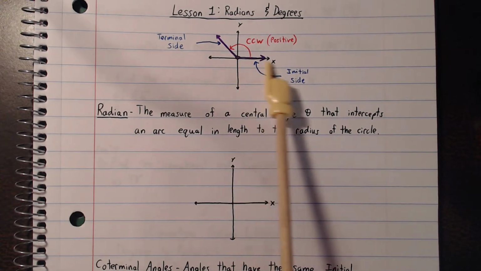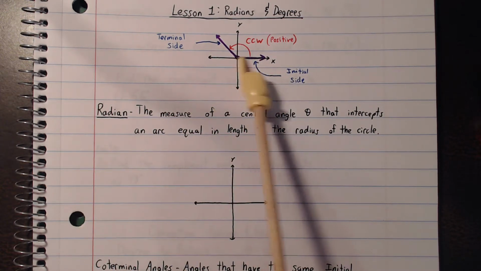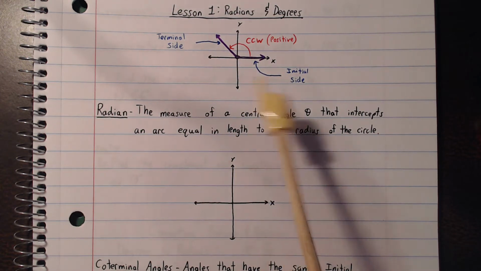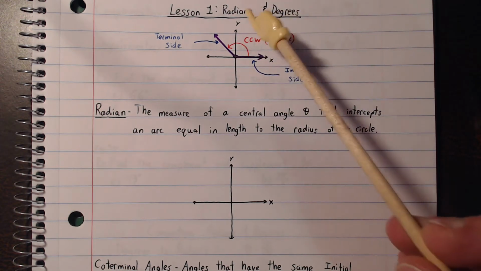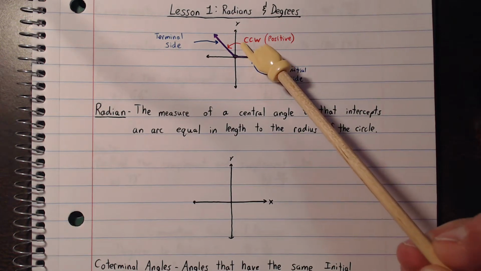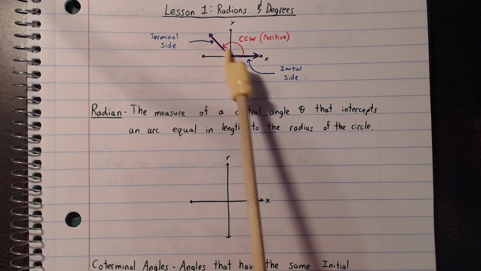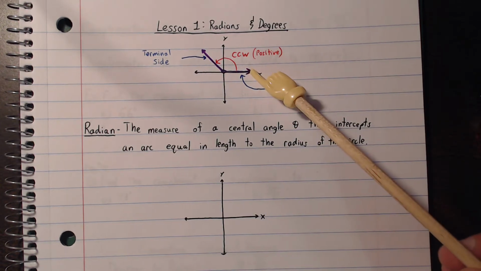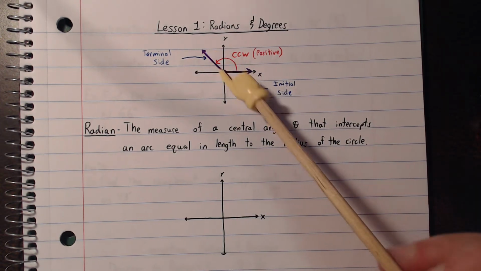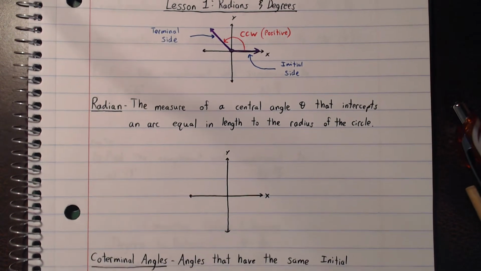We have an angle right here, and we have two parts of an angle. We have the initial side, which will always be on the positive x-axis. That's where it will always be located. And as we have a positive degree or radian measure, our angle will open counterclockwise. And wherever our angle ends, we would call that side the terminal side. Okay, so your initial side is where it starts, always on the positive x. We move and we land on our terminal side.